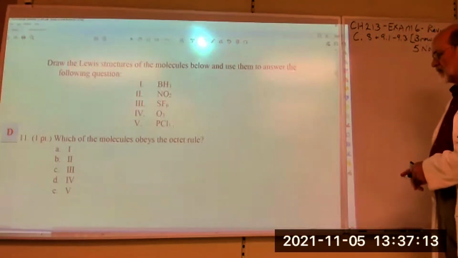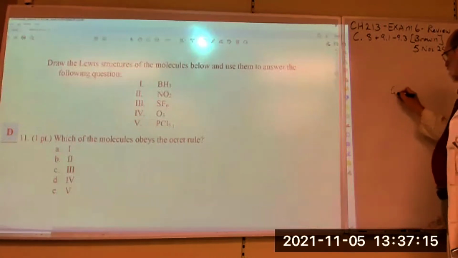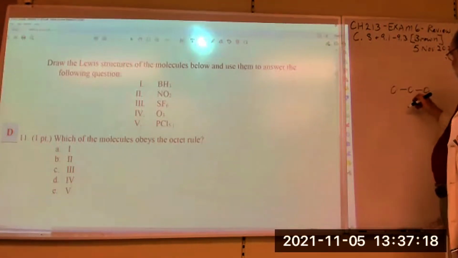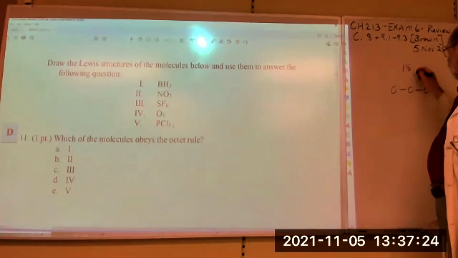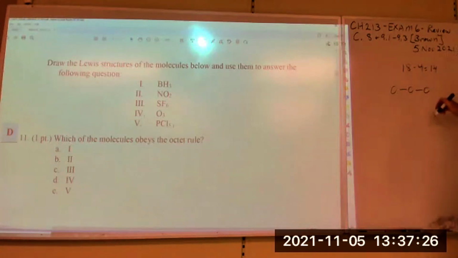How about ozone? So it's what, 6 each? 3 times 6 is 18. We've used up 4 of them. 14. So we go 1, 2, 3, 4, 5, 6, 7, 8, 9, 10, 11, 12. There, 14. So we used up all 14. 2, 4, 6, 8, 10, 16. Wait a minute. 18, yeah, 18. Okay. So how do we make an octet around this oxygen?